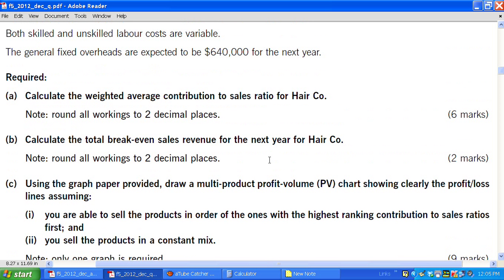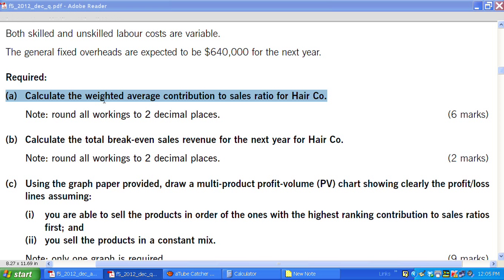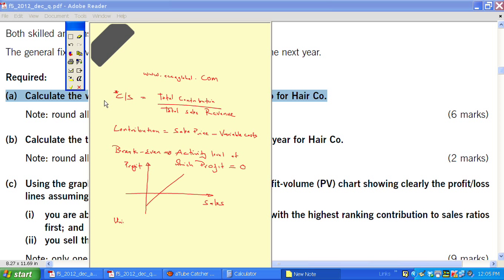So let's dive into the question. We need to calculate the weighted average contribution to sales ratio. So first, we need to find the unit contributions. We need to determine the unit contribution for each product. So let's quickly look at the solution.